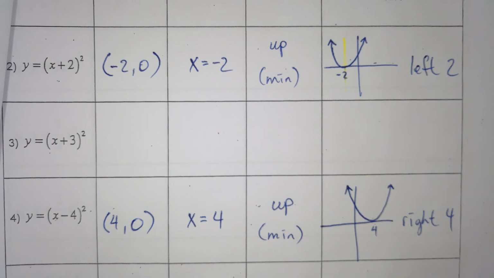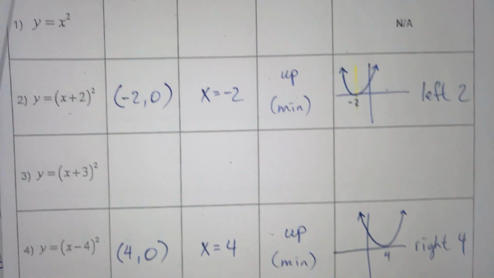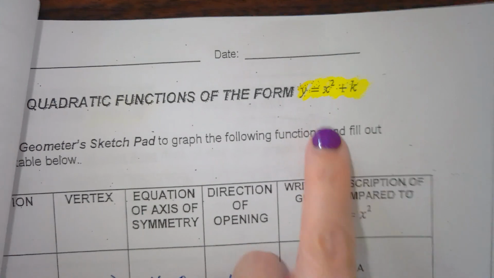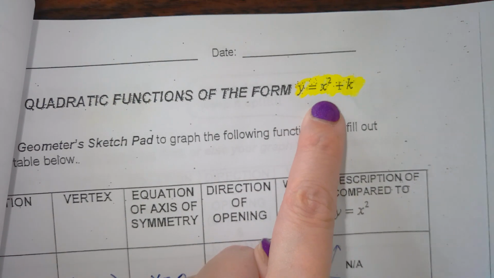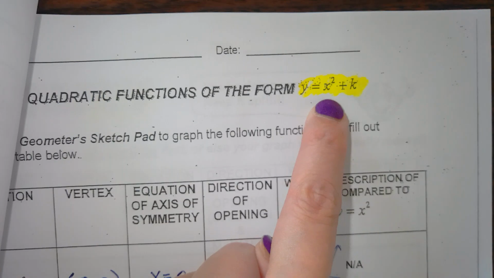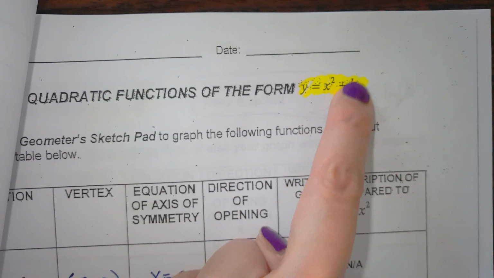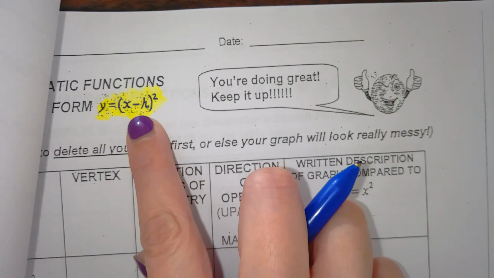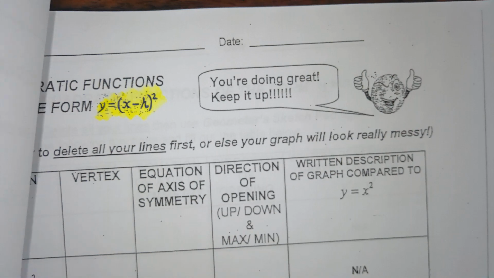How are we doing so far? Tayden, just to show you again, this first format, y equals x squared plus k. Whenever you see a plus or minus a number afterwards, then you know it goes up and down. When you see brackets like this, then you know it goes left or right.